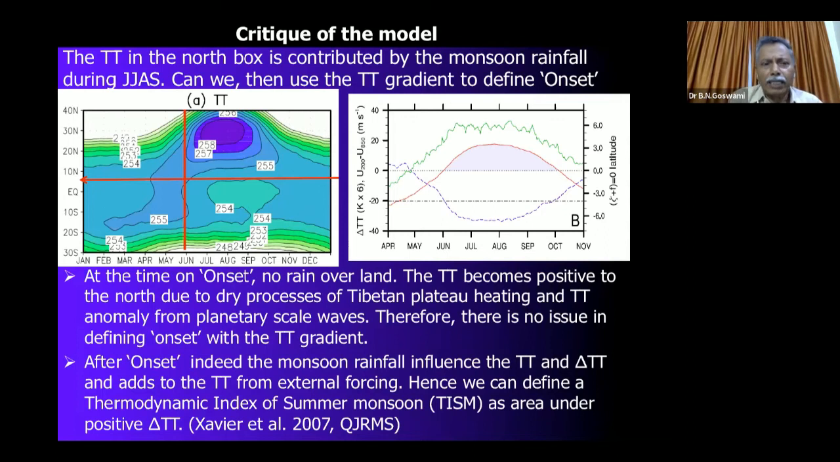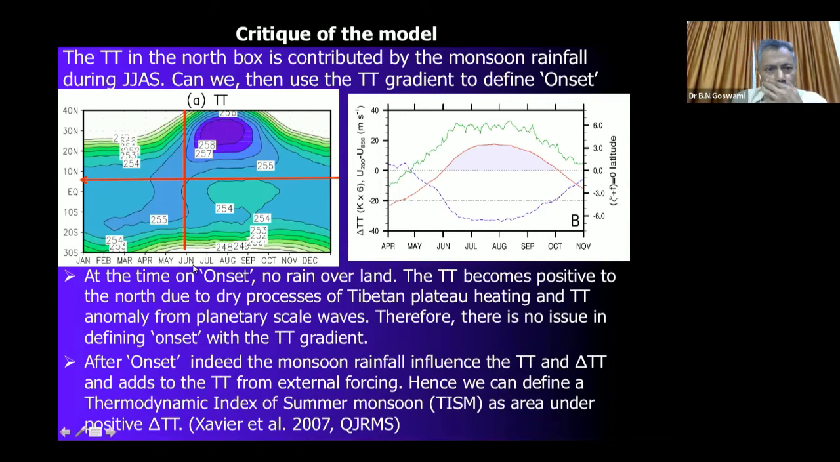But there is certain criticism over this model. One of the criticisms is that this is only a model. Some of the people say that the rainfall also affects the TT. Now, if rainfall affects the TT, how can we use the TT gradient as the driver of the rainfall? So this is actually a good question.